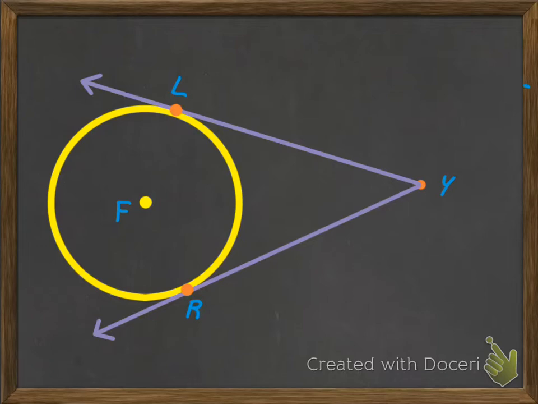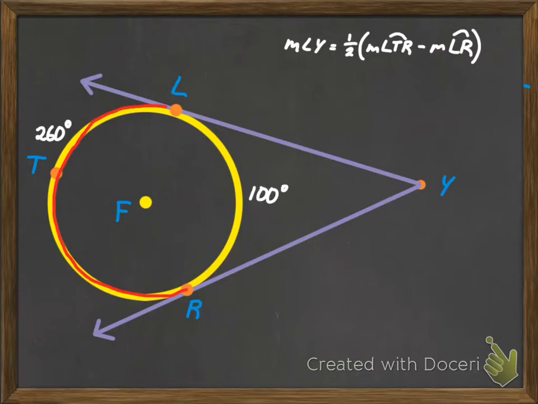Now, we learned a formula in class that helps us find the measure of angle Y. And it's a pretty cool formula. So the measure of angle Y is actually half the major arc minus the minor arc. So let's take a look.